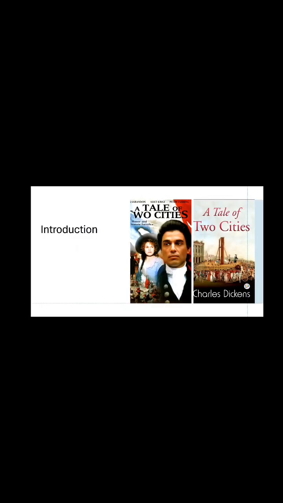Introduction. A Tale of Two Cities is a historical novel written by Charles Dickens and published in 1859. The story takes place before and during the French Revolution. Dickens uses this violent period in history to explore themes such as sacrifice, justice, resurrection, and consequences of revenge.